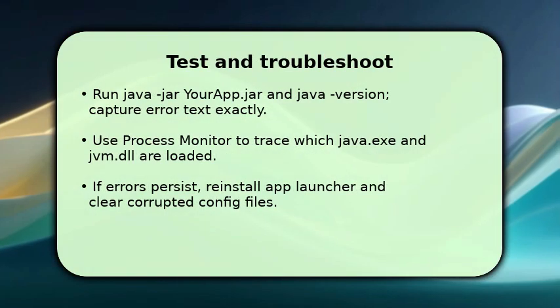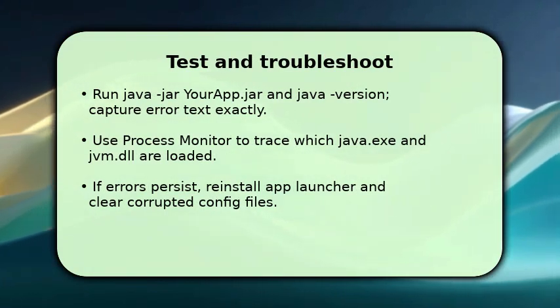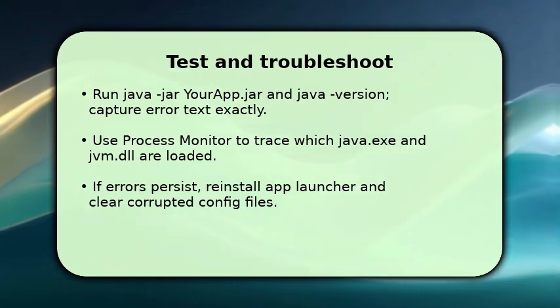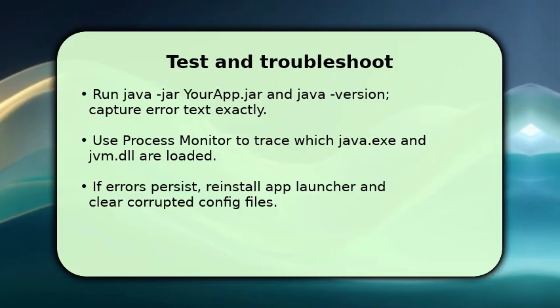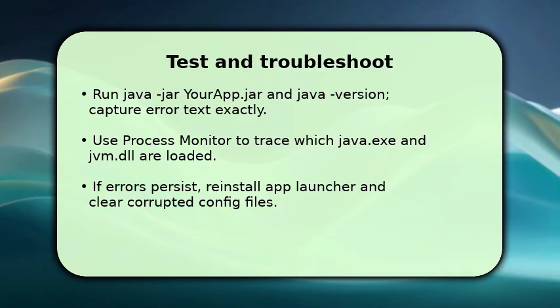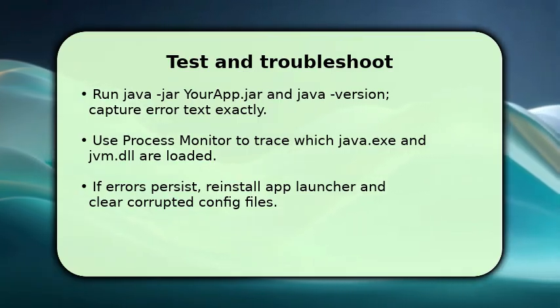Jar and read errors exactly. This reveals if the launcher still uses the wrong JVM. If you see mismatch messages, use Process Monitor to trace which java.exe and jvm.dll are loaded during startup. Once identified, replace the wrong file or adjust path order.